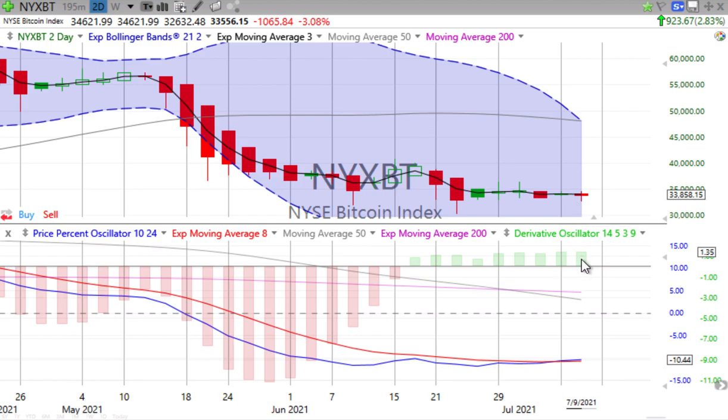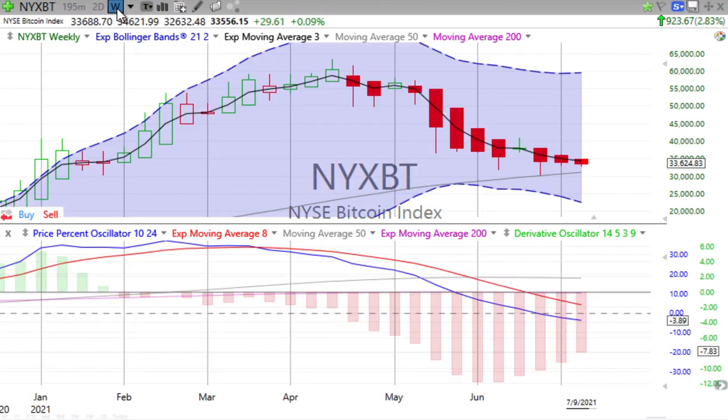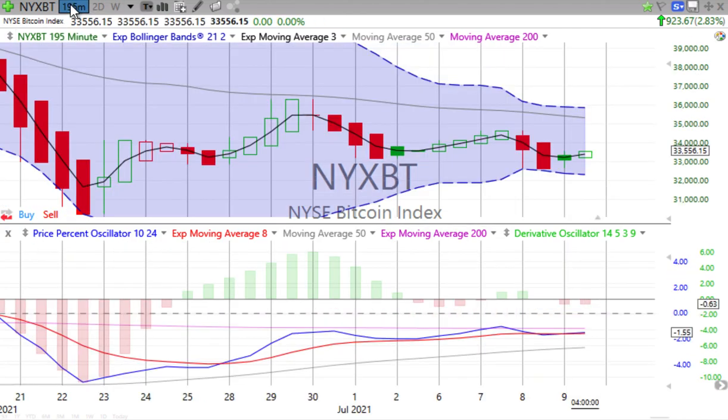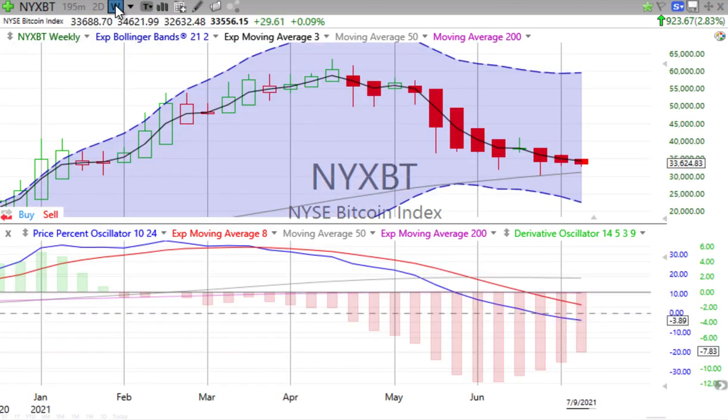So we do see that the derivative oscillator is still positive, losing a little bit of momentum. But again, not much movement on this 2-day. Now, if the price percent oscillator starts to pull away from the red signal line, and we see things heading up nicely, and then a crossover on the weekly, I'll start getting real excited about Bitcoin. What do we see here on the half-day chart? Just sort of cycling its way through, trying to bounce off the red signal line at the end of the day. At this point, that is where we are as we end the week. Still a lot of downward pressure on Bitcoin.